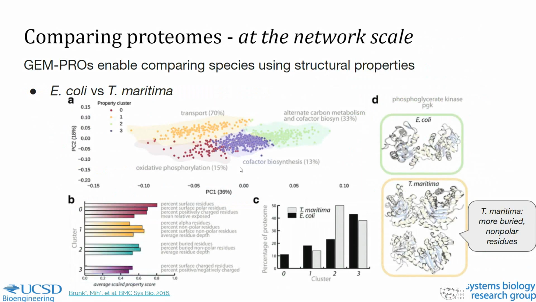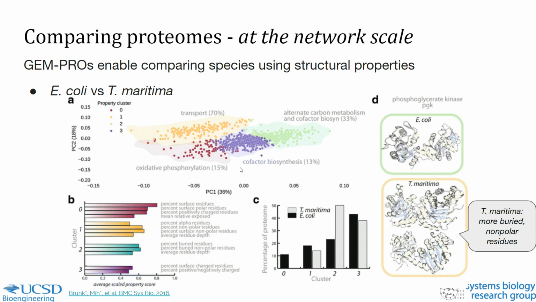The first example compared proteins within an organism's own metabolic network. Here, the same GEM-PRO of Thermotoga from the previous example was compared to one created for E. coli. By comparing the protein properties between the two organisms, Elizabeth Brunk and others identified that the proteome of Thermotoga has many more buried nonpolar residues than does the same protein in E. coli. Why would this be?